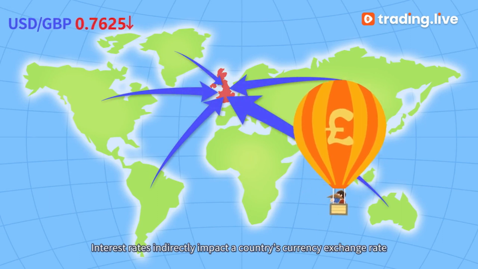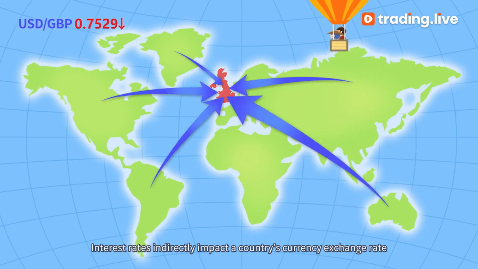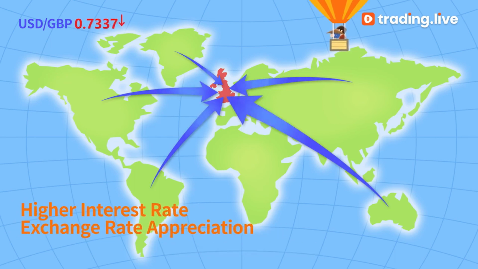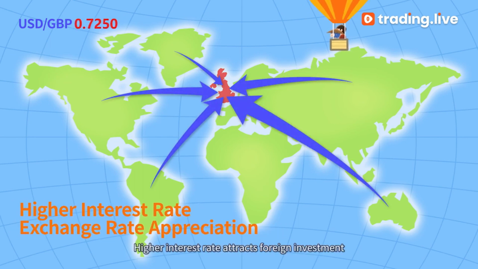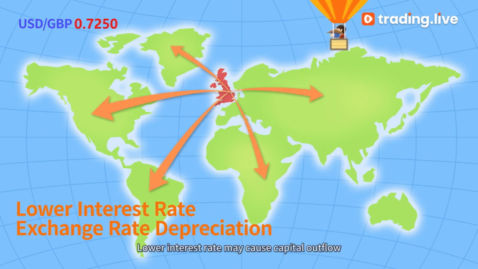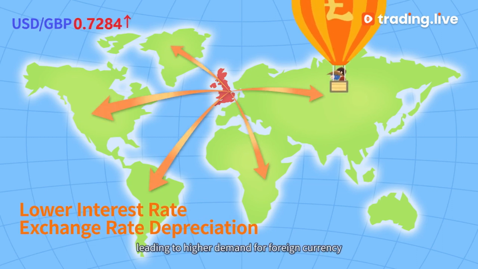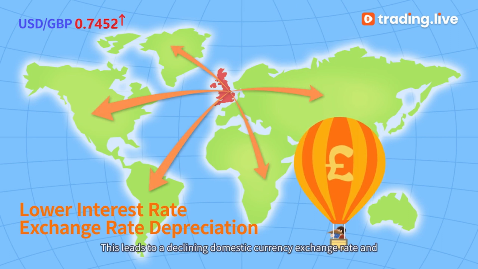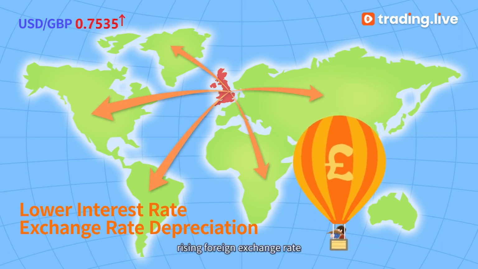Interest rates indirectly impact a country's currency exchange rate by influencing international capital flow. Higher interest rate attracts foreign investment, leading to higher demand for the domestic currency. This leads to a rising domestic currency exchange rate and falling foreign exchange rate. Lower interest rate may cause capital outflow, leading to higher demand for foreign currency. This leads to a declining domestic currency exchange rate and rising foreign exchange rate.